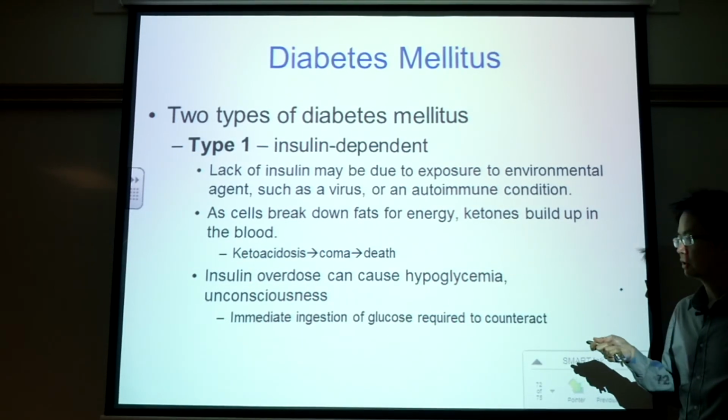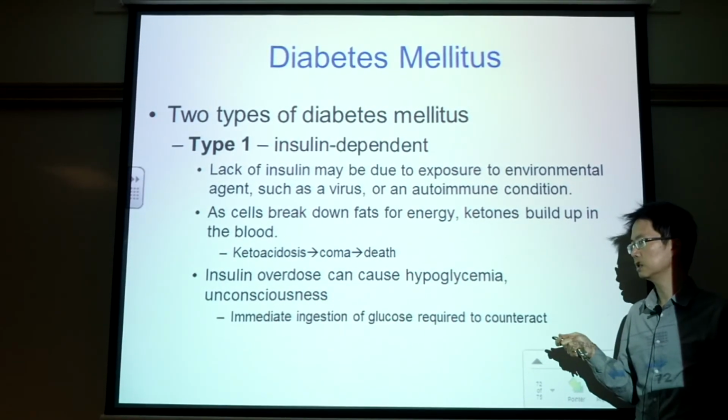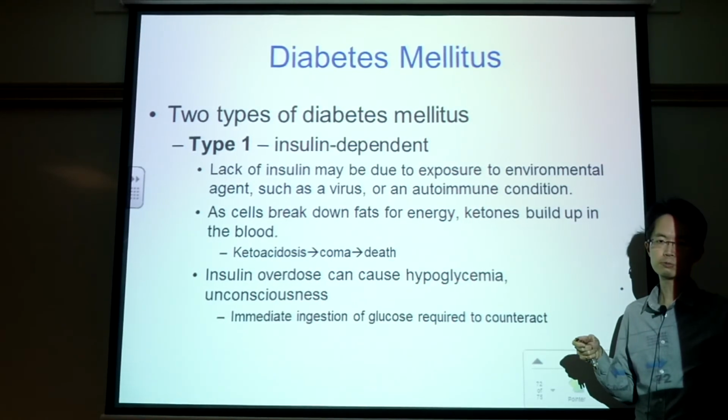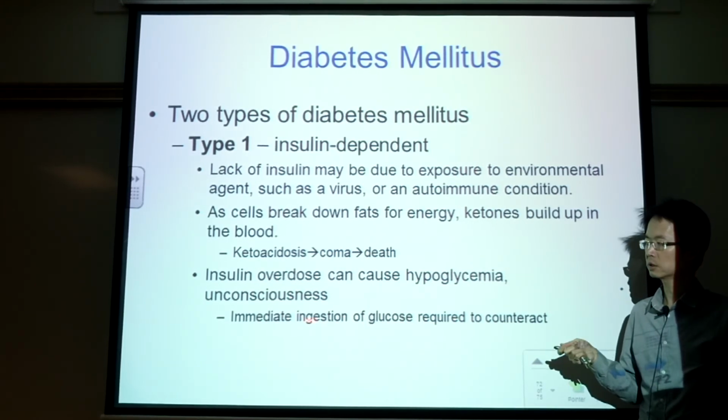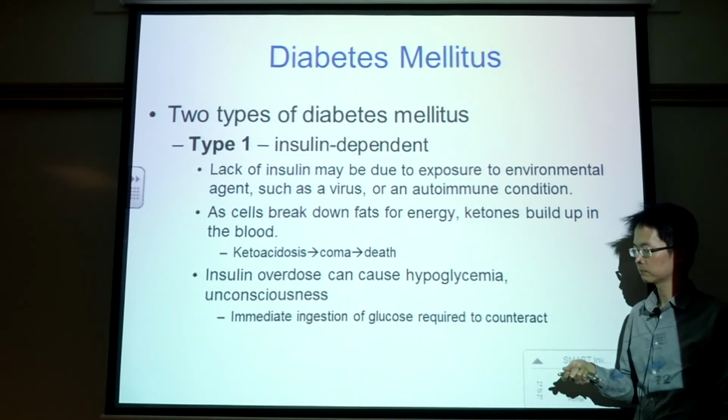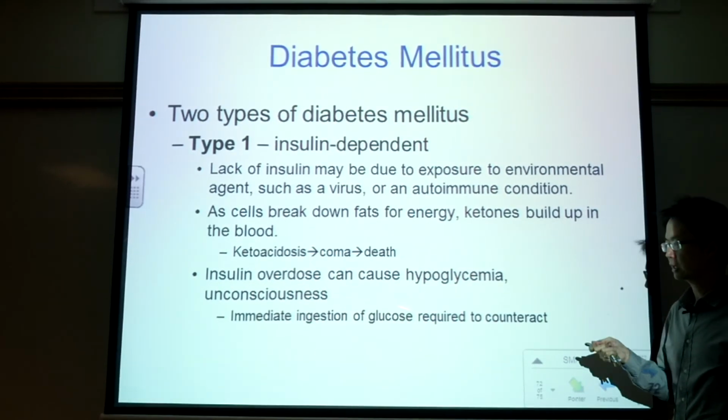If we inject too much insulin, it will cause hypoglycemia. That means a low blood glucose level. When we have too low a blood glucose level, it can cause unconsciousness. That's why when people say, oh, I have a low blood glucose level, usually they are tired and drowsy, and if they eat something, it will help.